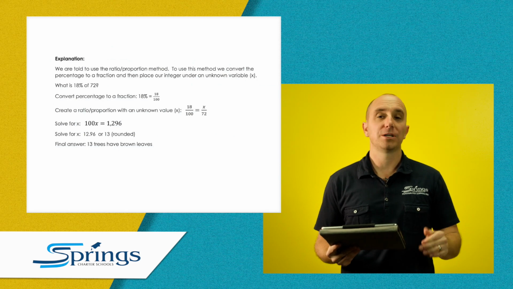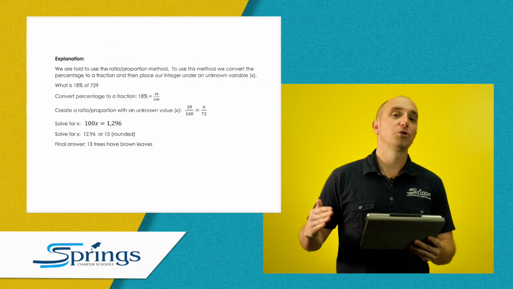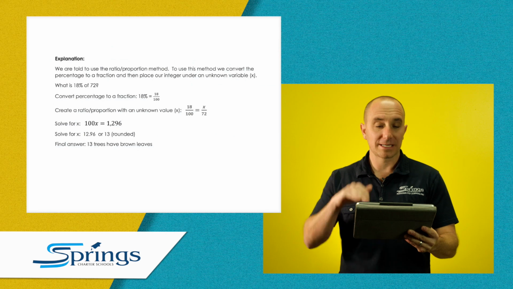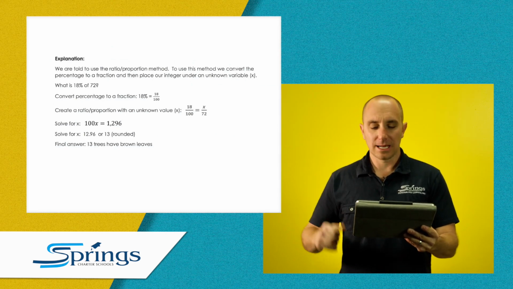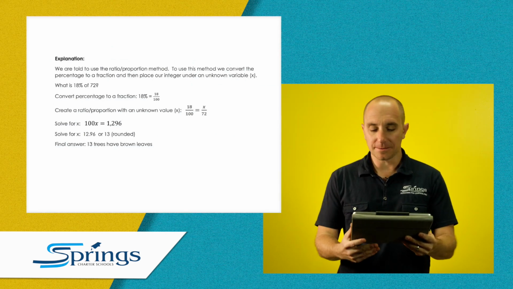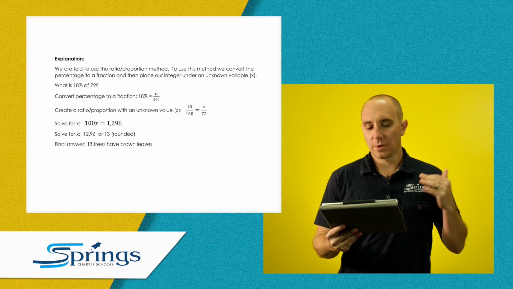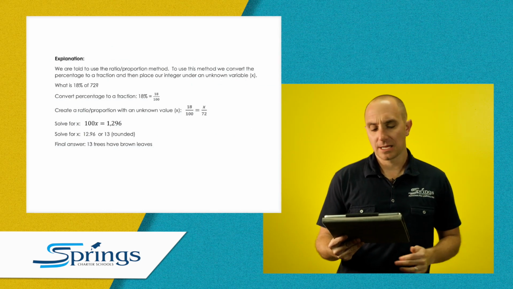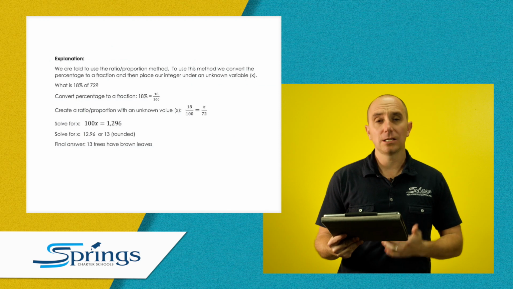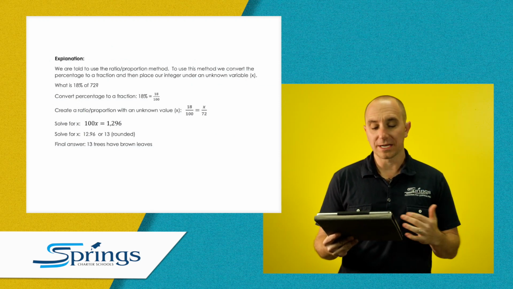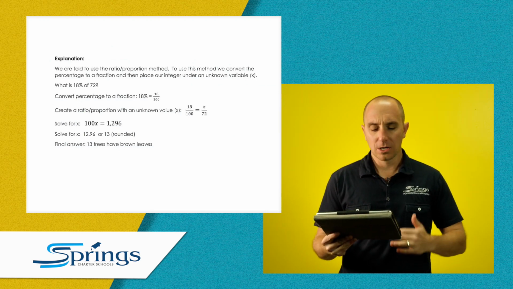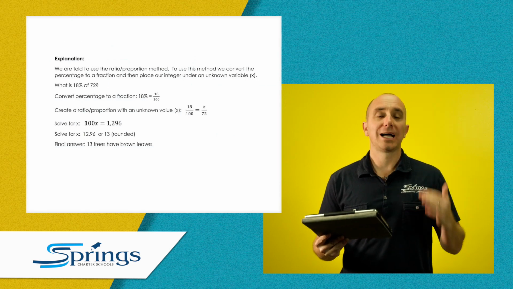Now we're going to use the cross products. We're going to multiply across: the 100 times the x, and the 72 times the 18. When we do that, we have 100 times x is 100x, and 72 times 18 comes out to 1,296. Once we have that, we're going to isolate our variable.